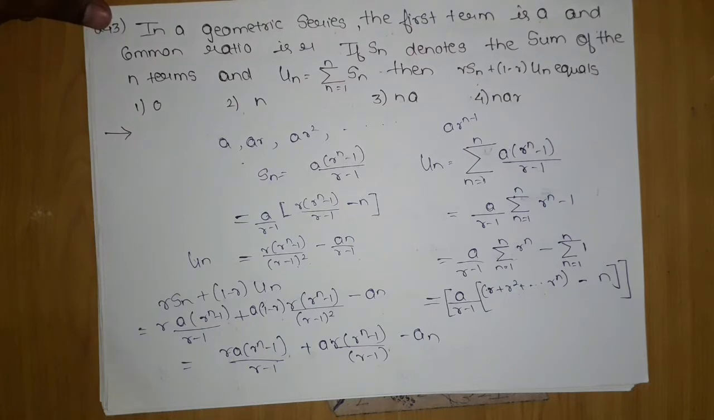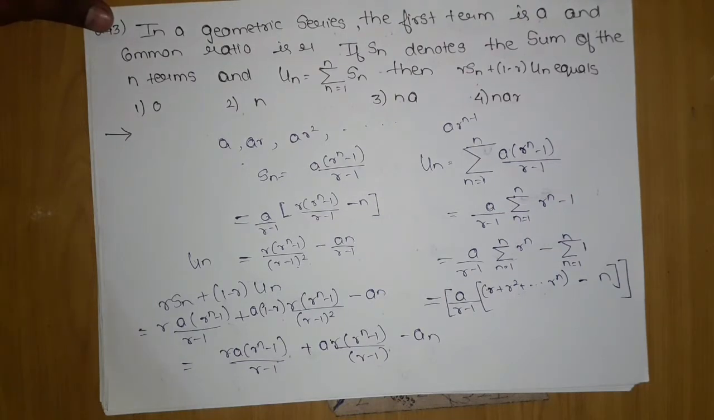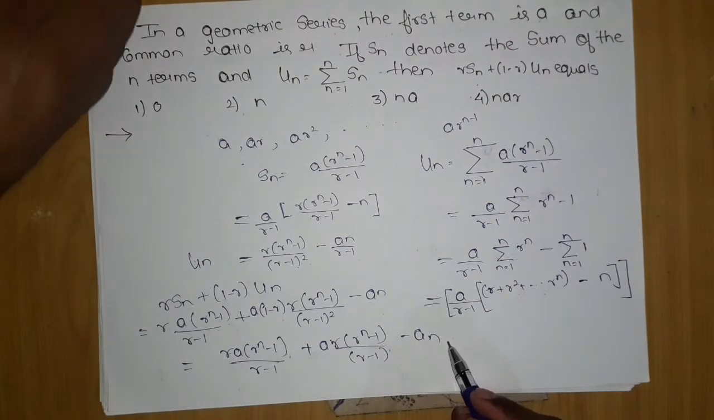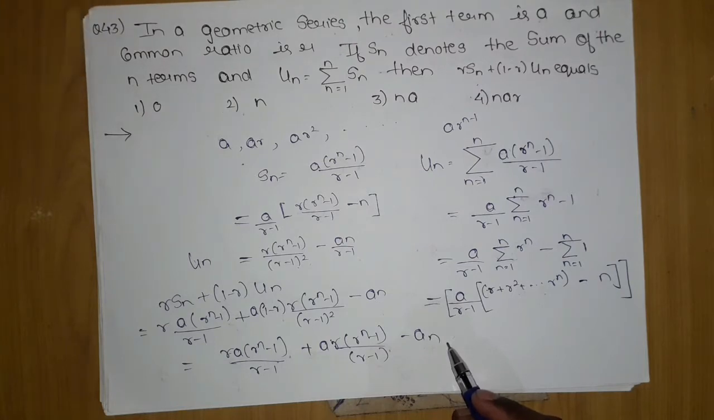I think we have done a mistake. No, we have not done any mistake. This r n will cancel out this one, and a will be multiplied, right? And any other mistake, geometric series is r, r power n. So I think we are doing a mistake.